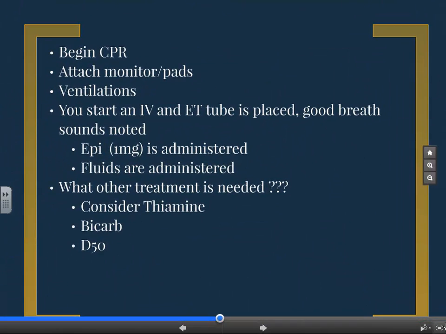So initially, no matter what, begin CPR, right? Without our BLS, ALS doesn't matter. We're going to go on and throw on our monitoring pads, but is this a shockable rhythm? No, it's not. But why do we want to go ahead and have those on? So we should convert to a shock.